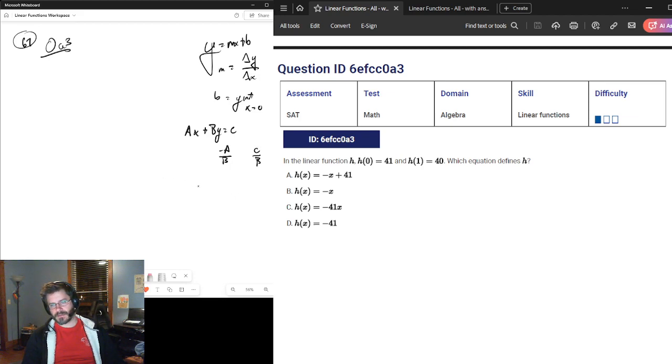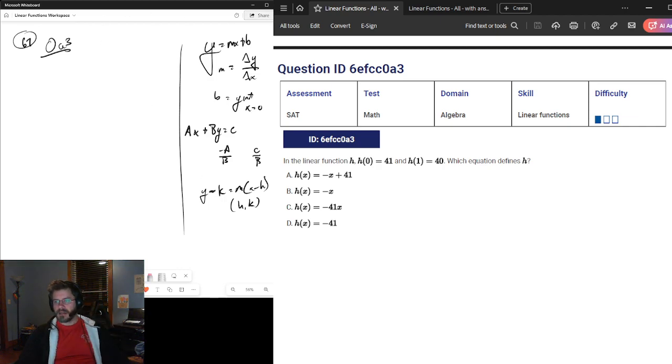We may also run into point-slope form, where we've got y minus k equals m times x minus h. We could expect to see any of those come up. h, k is a coordinate point on the line. Let's not forget to say that. So let's dive right in.